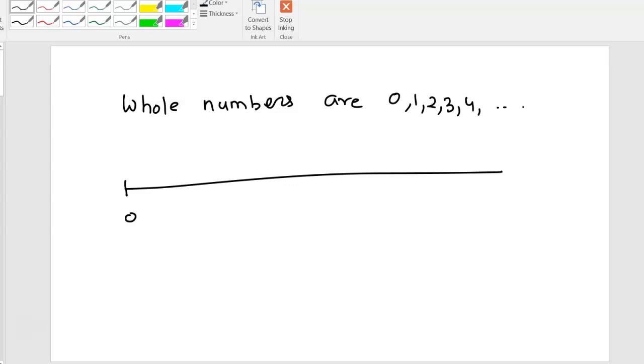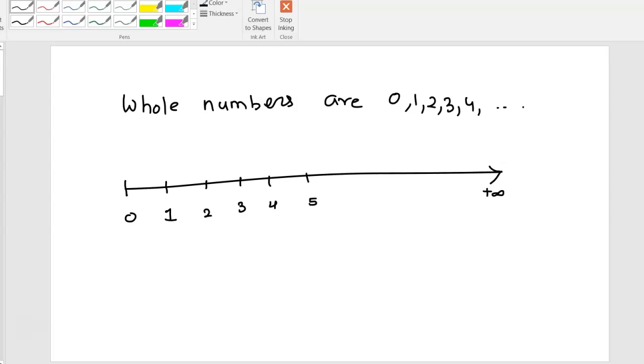Suppose you start with 0 and then you mark it, and you write 1. And at the same distance again you mark 2 and then 3 and then 4 and then 5. And you can go as far as you want, till infinity. So you can see that this is how your ruler was also, right? So you can mark your whole numbers on a number line.